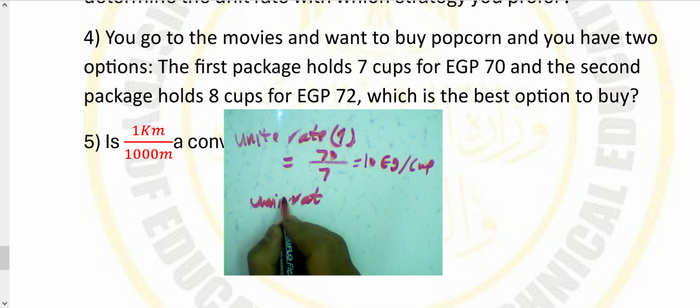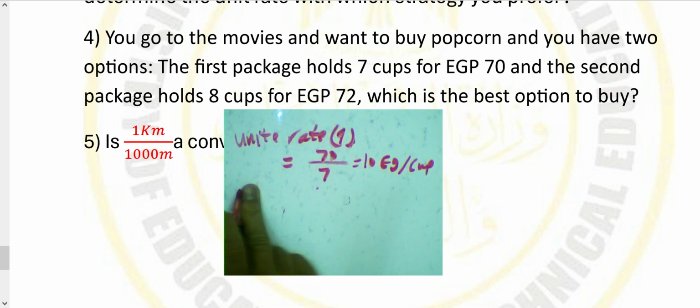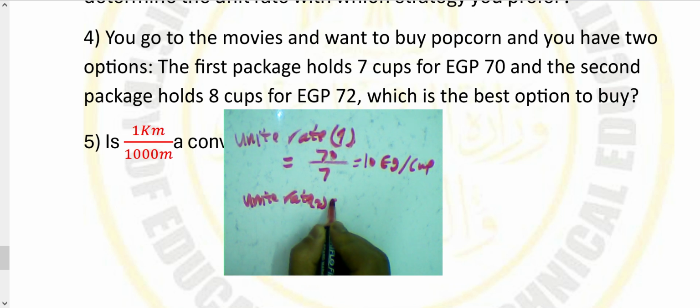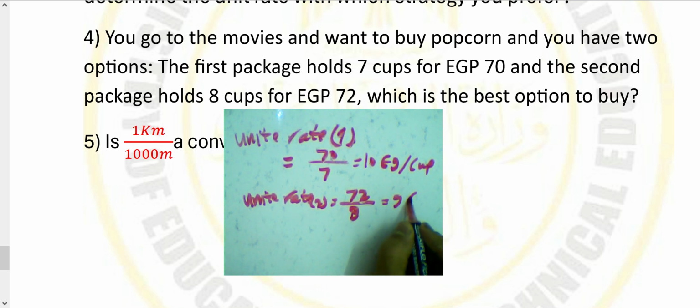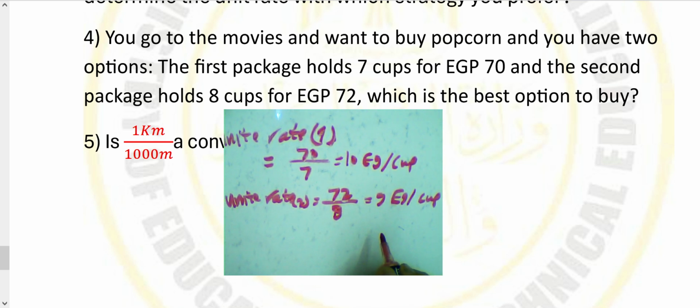Unit rate number 2, we can divide the money 72 by the number of cups 8. 72 divided by 8 equals 9. 9 Egyptian lira per 1 cup. Which is the best? The best is option number 2.